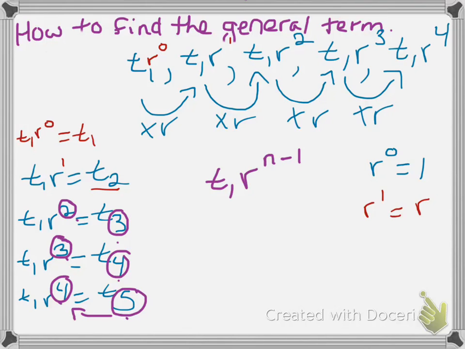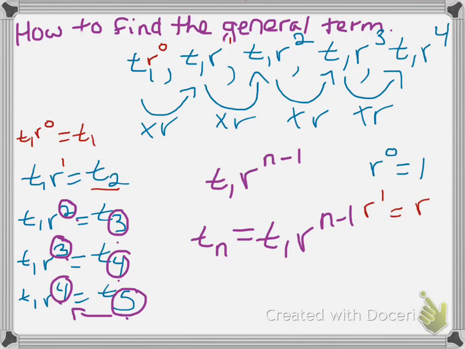Important thing to note is the general term is known as Tn, or T sub n, which equals, oops, sorry, got ahead of myself there, which equals T sub 1 times r to the power of n minus 1.